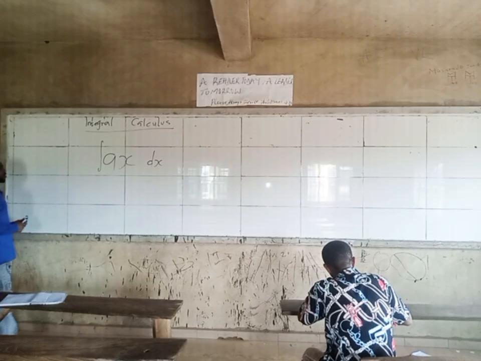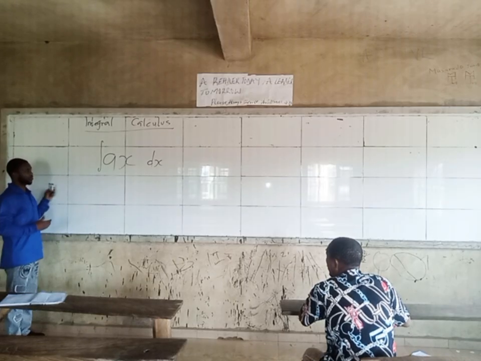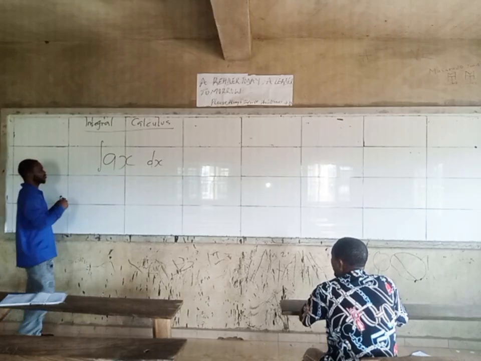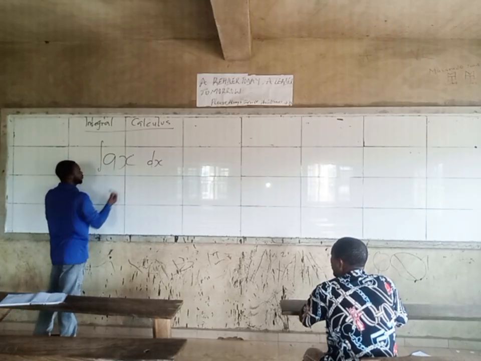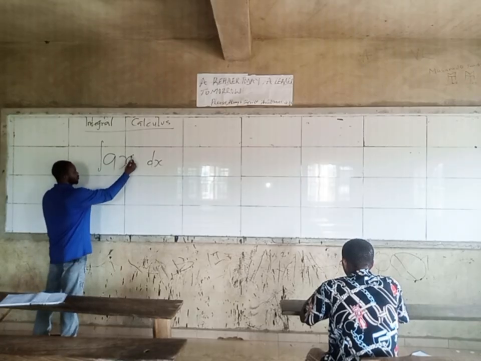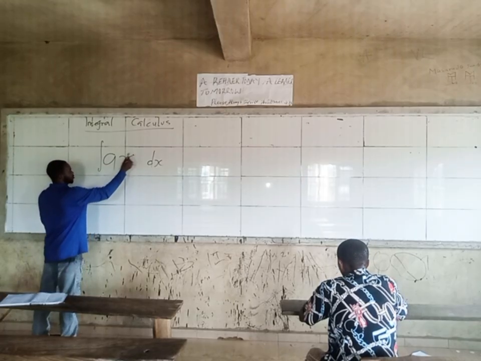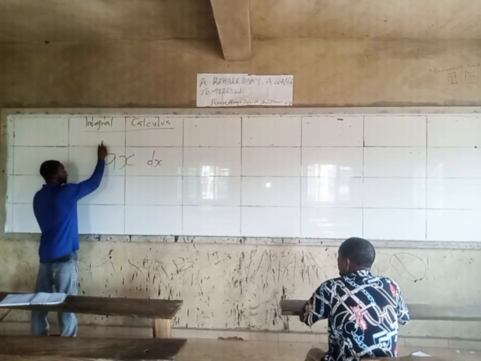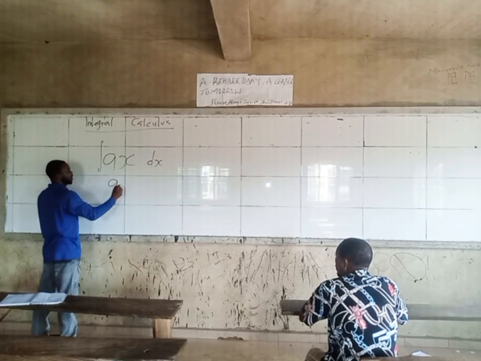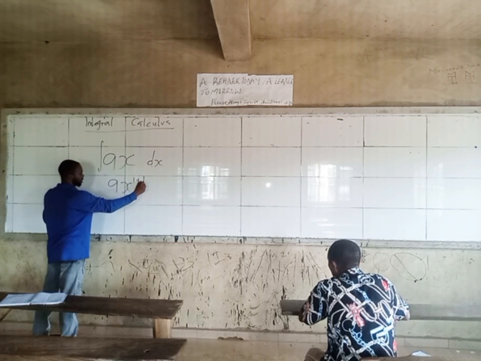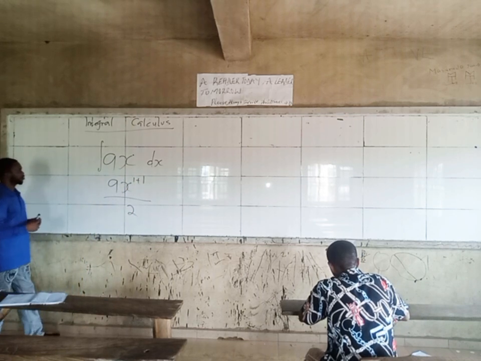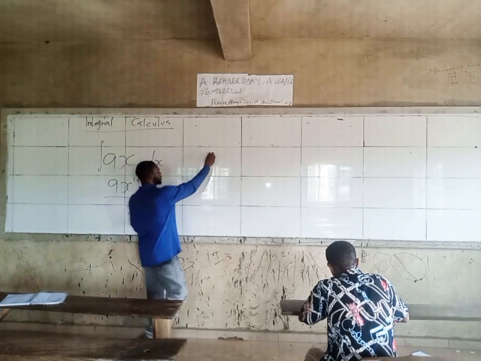The simple rule, more like the power rule, is to say there is an invisible power here, which is 1. Anything raised to power 1 is itself. So the rule of integration is to add 1 to that power. So this will now become ax to the power 1 plus 1, divided by the new power, which is 2.